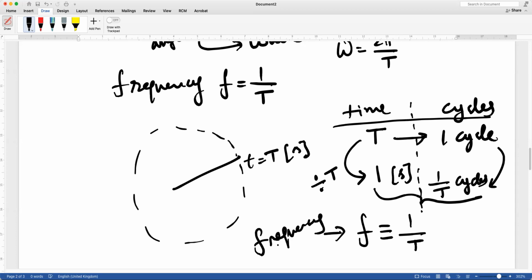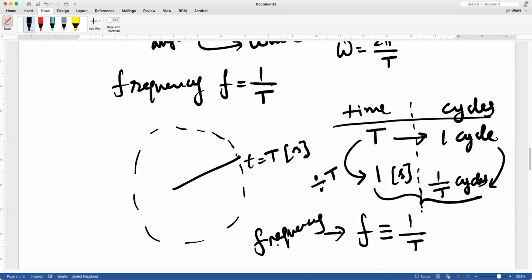Let's say it takes 1 millisecond to complete a cycle. Then what is the frequency? So millisecond is connected to second. How many milliseconds are there in a second? 1,000, right? So if you give 1 second for such a circular motion, which takes only 1 millisecond to complete, it will do 1,000 cycles. Do you get that?